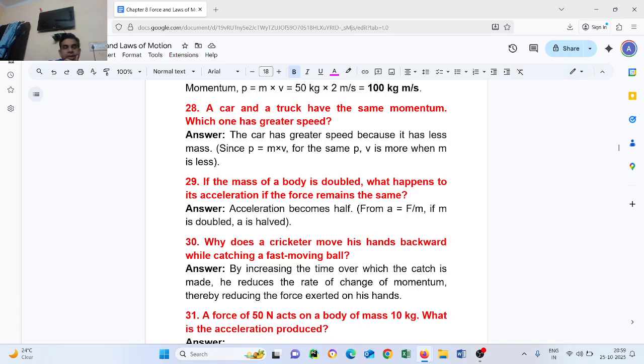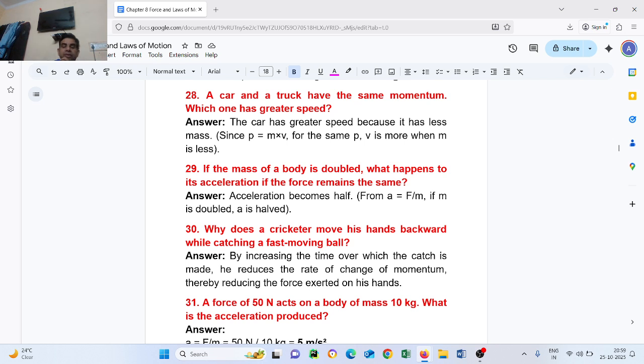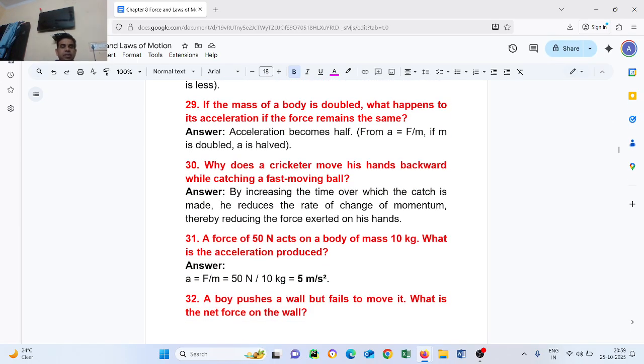Question number 30. Why does a cricketer move his hand backward while catching a fast moving ball? By increasing the time over which the catch is made, he reduces the rate of change of momentum, thereby reducing the force exerted on his hand.